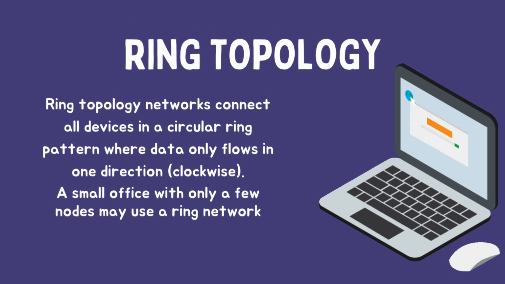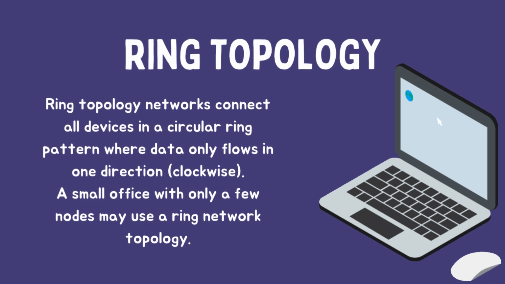Ring topology networks connect all devices in a circular ring pattern where data only flows in one direction, clockwise. Each device receives and passes on the data until it reaches the intended recipient device, which processes the data. A small office with only a few nodes may use a ring network topology.